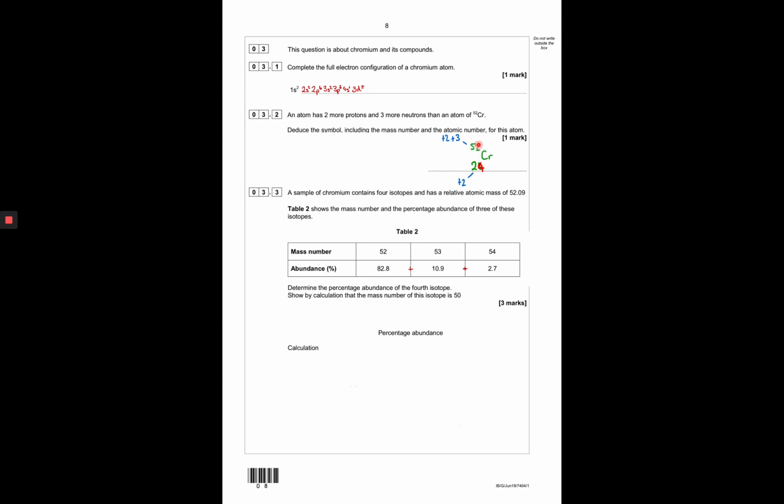And then when we look at our mass number, protons and neutrons both have a relative atomic mass of 1. So we are adding +2 and +3 to 52. So we're taking that to 57. So our answer is iron-57, right? And there's no relative atomic mass because we are talking about an atom.